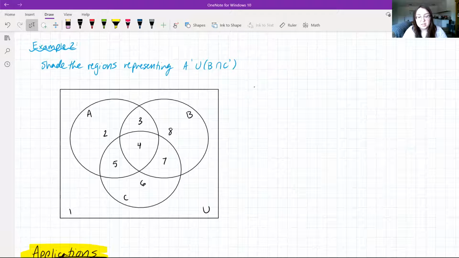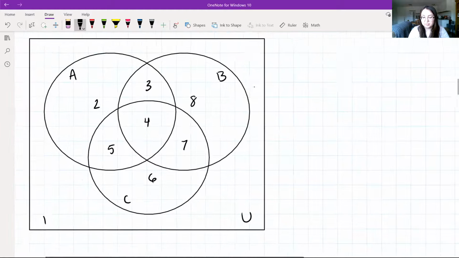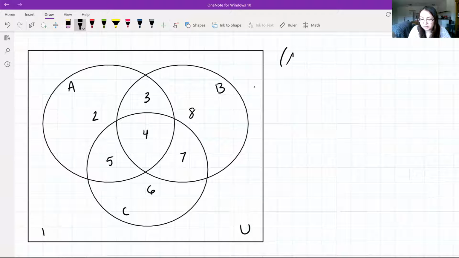So the first thing we want to do is find B intersection with C prime. But first, let's just figure out what each of these sets are. So we'll find the set of A, B, and C, and U. So looking at our image here, we're looking at our Venn diagram, and we want to solve for A. So let's think of A first. So here's our circle of A all around here. And it looks like the values contained in A are going to be 2, 3, 4, and 5. So we know that A is equal to 2, 3, 4, and 5.